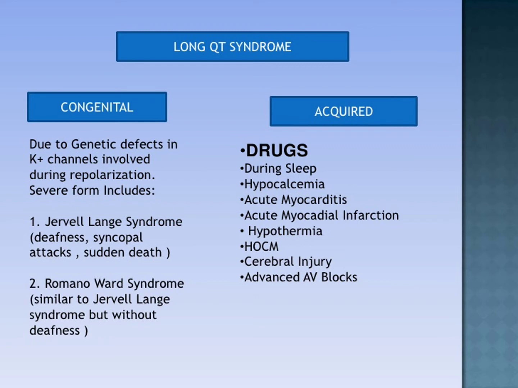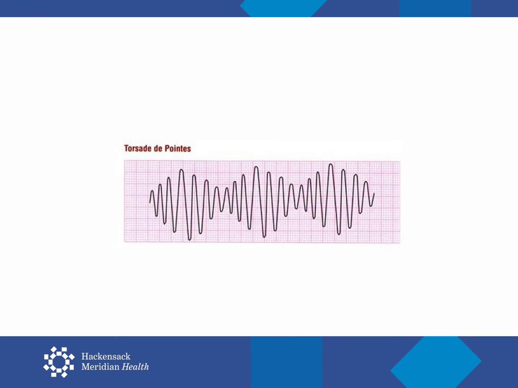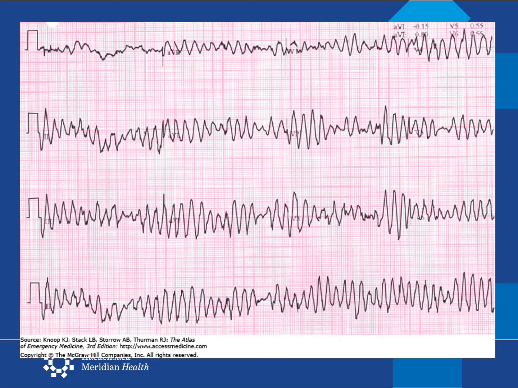Here are some of the multiple causes of QT prolongation. There can be congenital causes as well as acquired: hypocalcemia, myocarditis, certain drugs. QT interval prolongation can leave a patient open to a particular kind of arrhythmia called torsades de pointes. Here is an image of torsades. Another longer run of torsades.